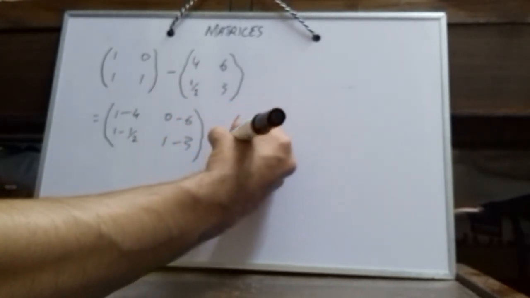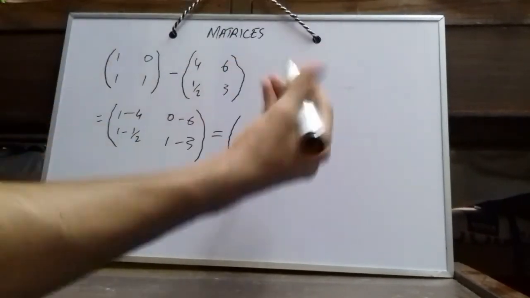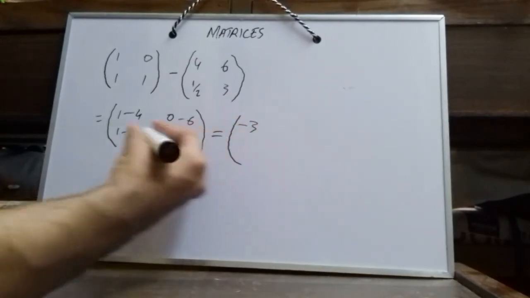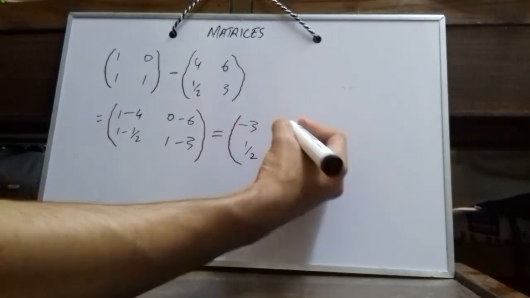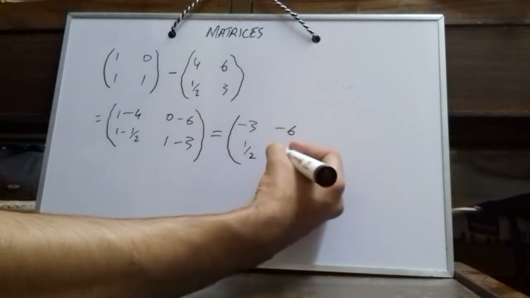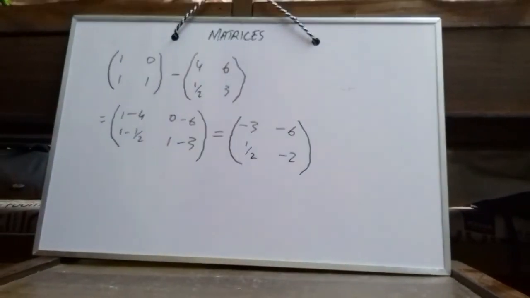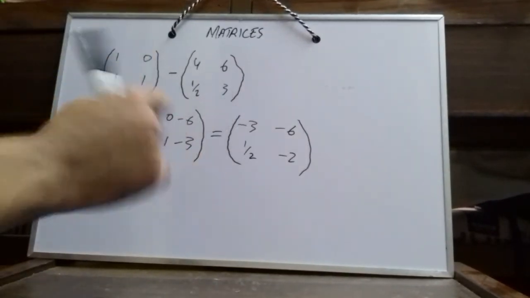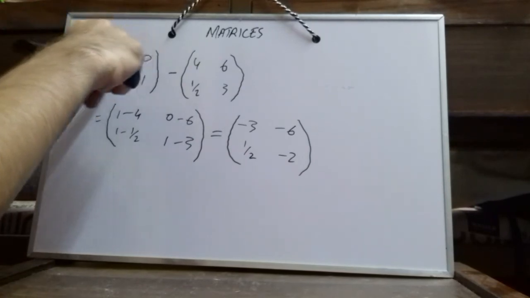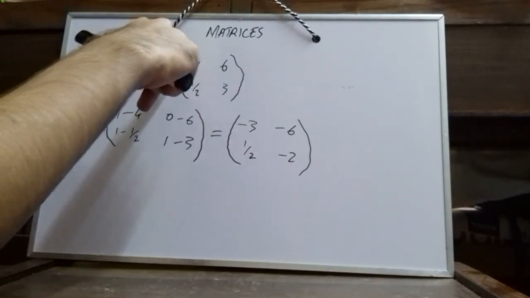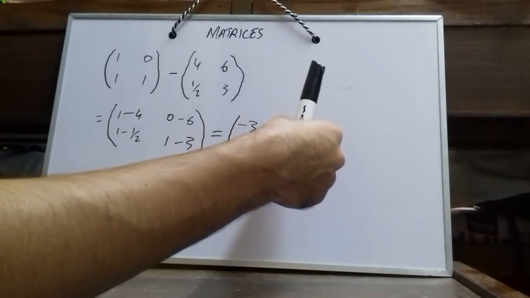What is the resultant that we get? 1 minus 4 is minus 3, 1 minus half is a half, 0 minus 6 is minus 6, 1 minus 3 is minus 2. See, even in subtraction the order of the matrix does not change. It was a 2 by 2 matrix being subtracted by a 2 by 2 matrix, and the resultant is also a 2 by 2 matrix.